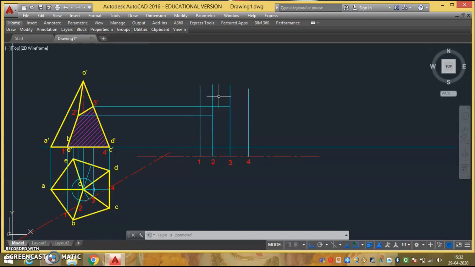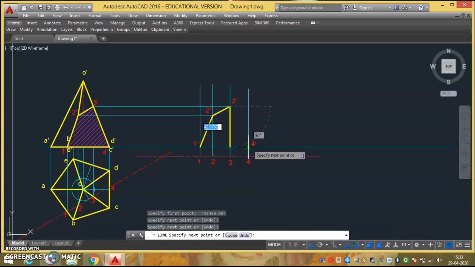Or you can mark the point first. So we have marked this point as 1, because 1 1 1, then 2 2 2, then 3 3 3, and 4 4 4. Now once it is done, I can just join the points together. So 1 to 2, 2 to 3, 3 to 4, and 4 to 1. So like that we have drawn.